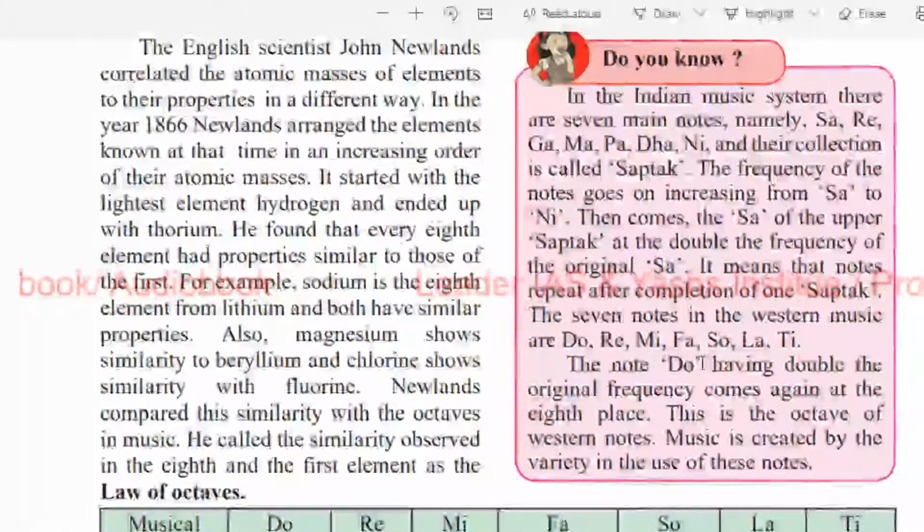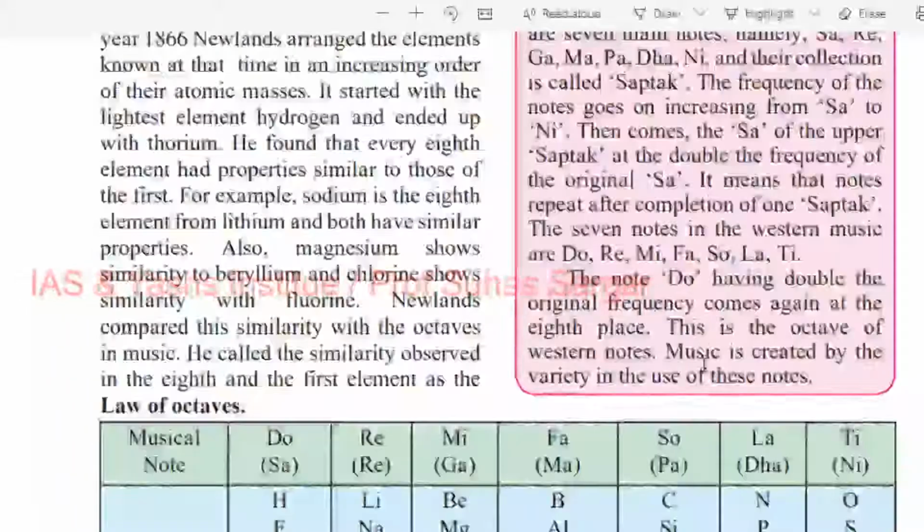Now, in a box: do you know, in the Indian music system, there are 7 main notes, namely Sa, Re, Ga, Ma, Pa, Dha, Ni, and their collection is called the Saptak. The frequency of the notes goes on increasing from Sa to Ni. Then comes the Sa of the upper Saptak at double the frequency of the original Sa. It means that notes repeat after completion of one Saptak.